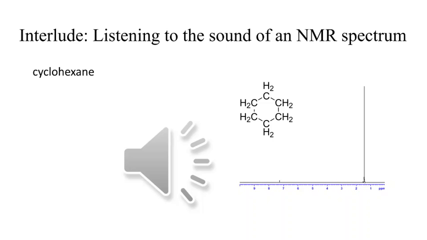Notice that it's coming at about 1.5 parts per million. And we would say this is a well-shielded signal. In fact, not much else comes in this region around 1 to 2, except simple alkanes.